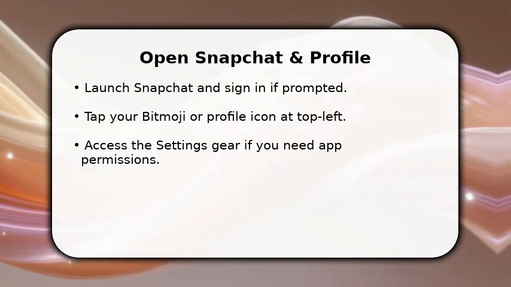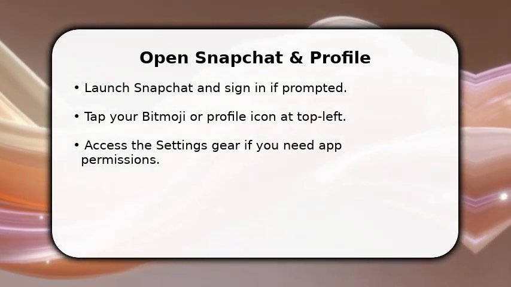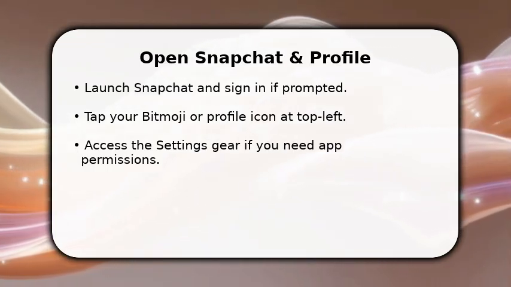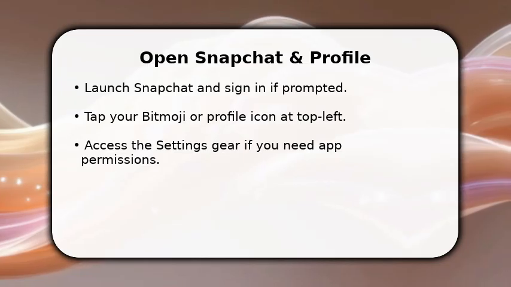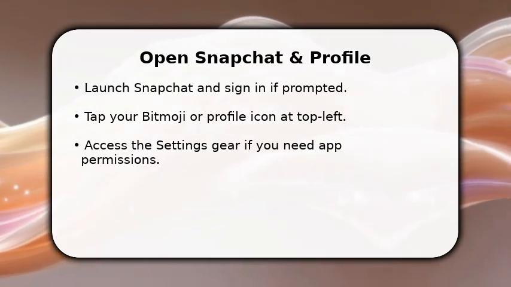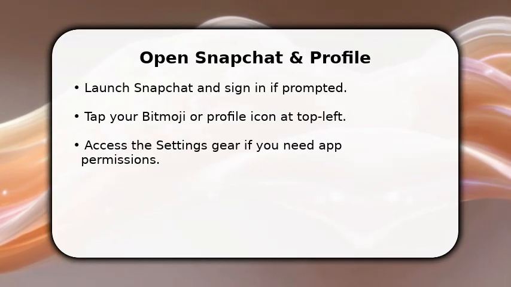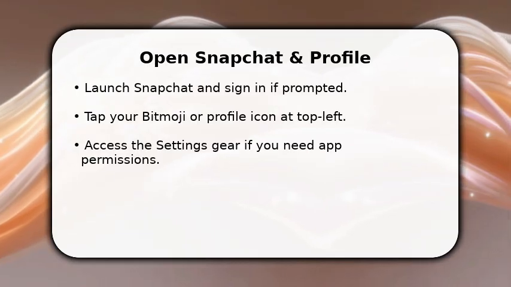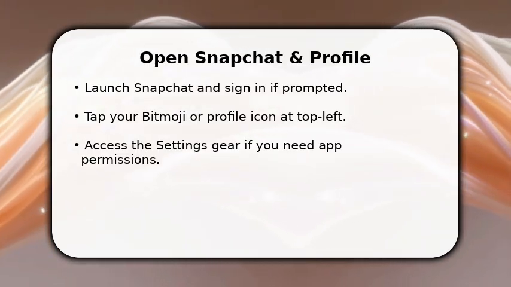Once done, tap your Bitmoji or profile icon at the top left to reveal your account view, and make sure notification and storage permissions are granted so saved Spotlight clips can be accessed. If you haven't allowed storage, grant it now in Settings. Without it, videos may not appear. These steps prepare the app to show any Spotlight items you previously saved.